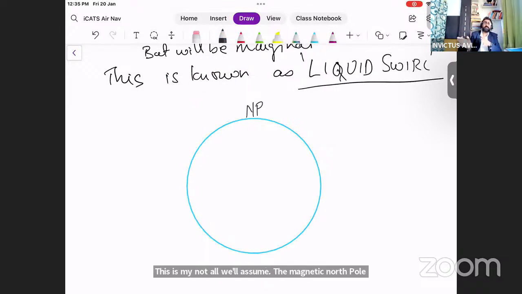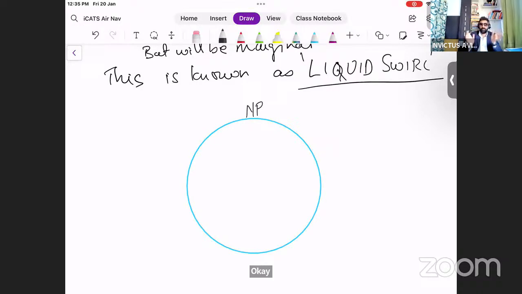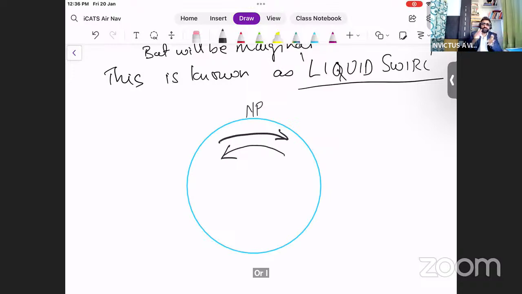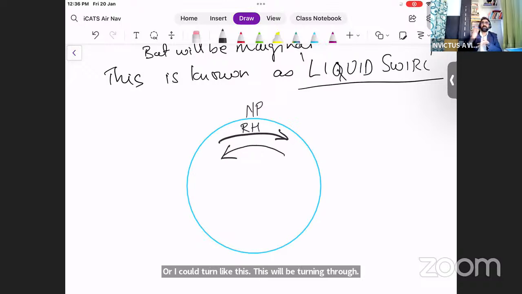For me, turning through north, what would it mean? There will be two ways for me to turn. Either I can turn like this. This will be turning through north. Or I can turn like this. This will be turning through north. So the upper one that I have made is a right hand turn through north, and the lower one is the left hand turn through north.